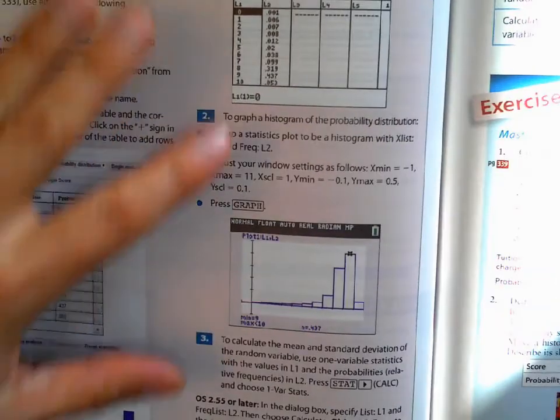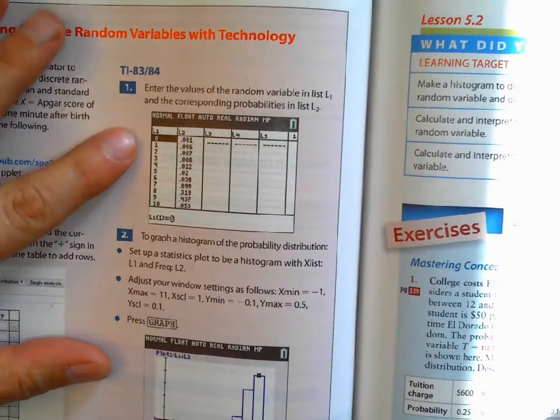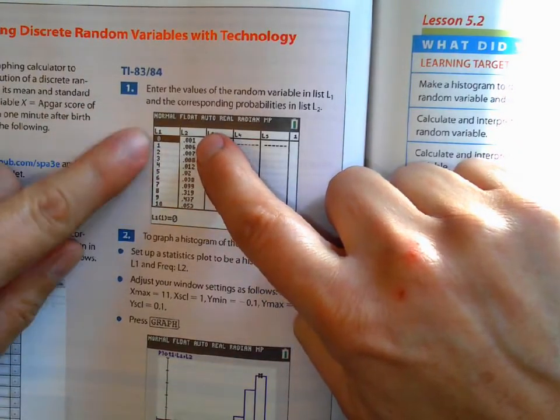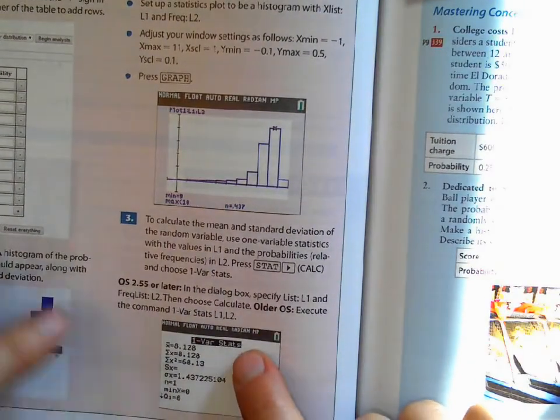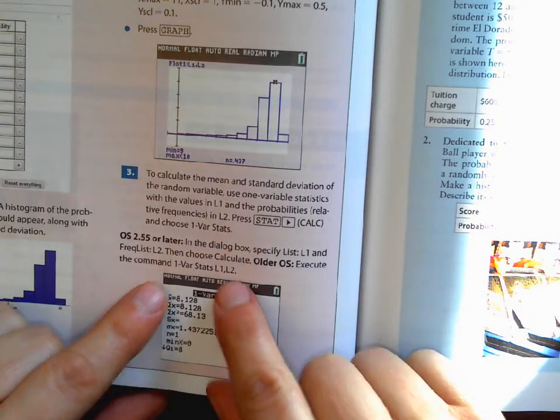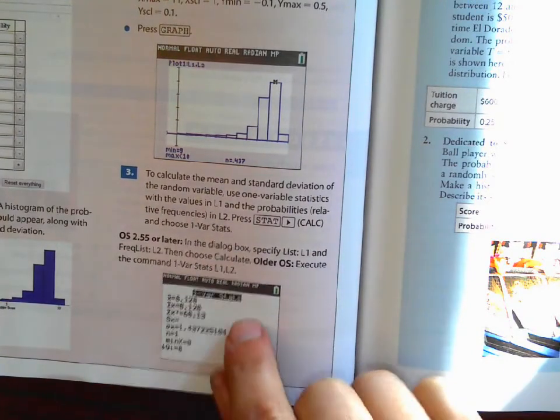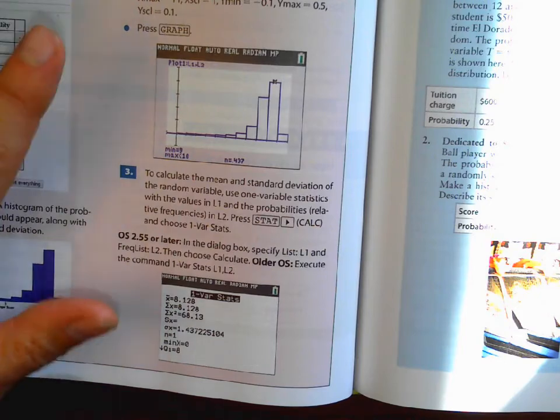There is a way that you can find these if you have a TI-83 or 84 calculator. You can put the numbers into L1 and the probabilities into L2. And if you do the one variable statistics, you can put L1 into Y1 and L2 into Y2. And you can do it that way. Read the textbook if you want to do that. Most of you don't have the calculators to do that though.